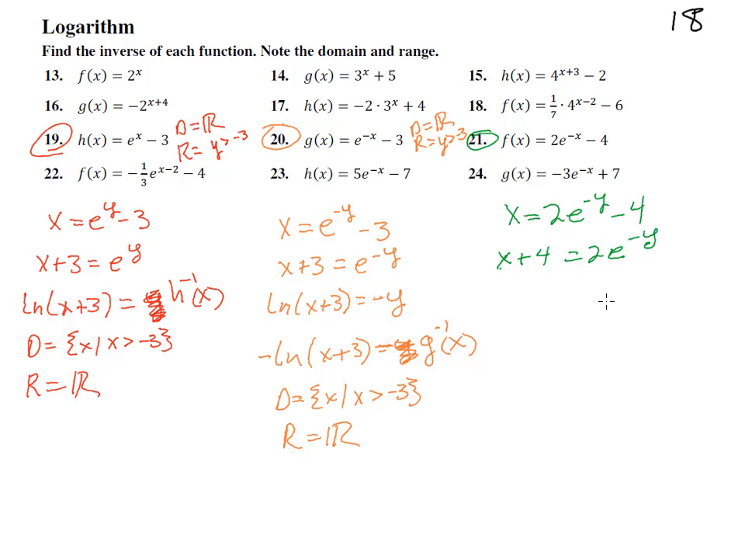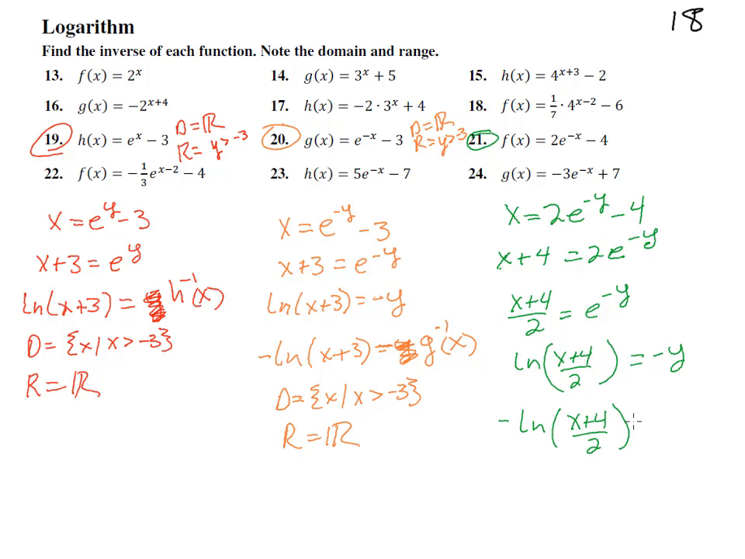Okay, and then divide both sides by 2, and we get (x + 4)/2 equals e to the negative y. Log base e, also natural log, ln of (x + 4)/2 on both sides equals the negative y, and times by a negative 1. Negative ln of (x + 4)/2 equals y. And in this case, we just found f inverse of x. Good, and its domain and range.